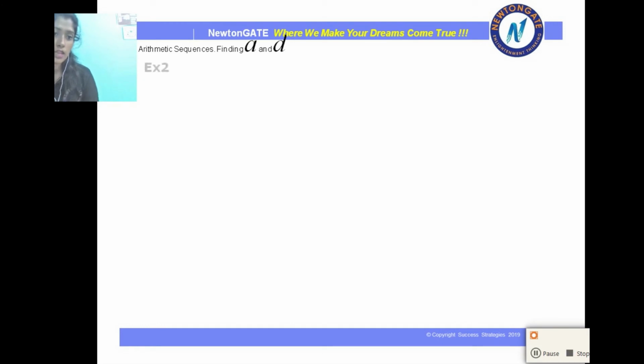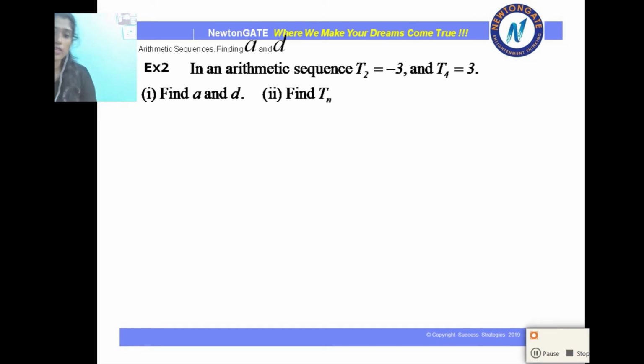Again, let us take another example and see how to solve this sum. Again, it is for finding A and D. Here I have taken T2 and T4. See, I am not taking A, the first term, but I am considering the second and the fourth term. So how will we find it here? Nothing else, just put the general formula for the nth term for T2 and T4. You will get two equations and then you can solve it.